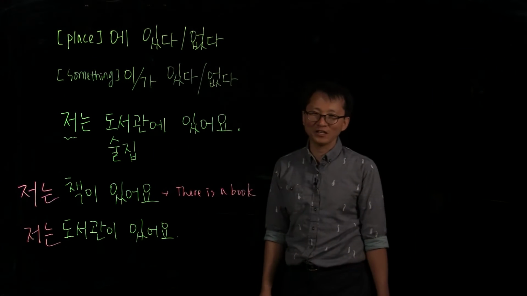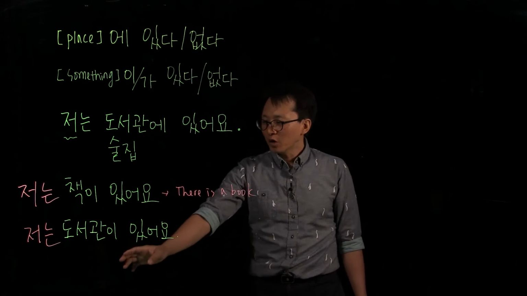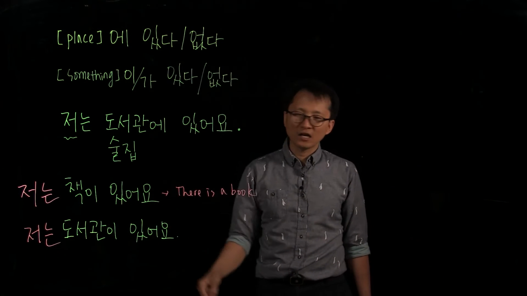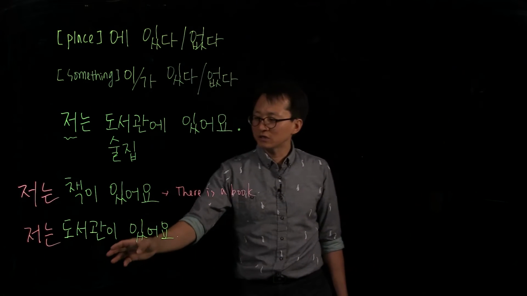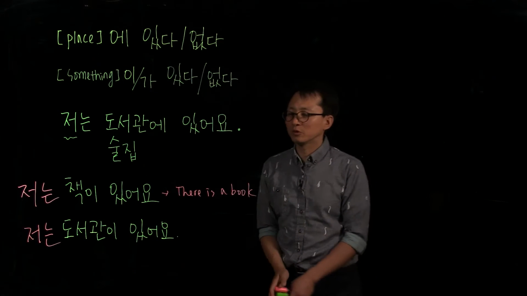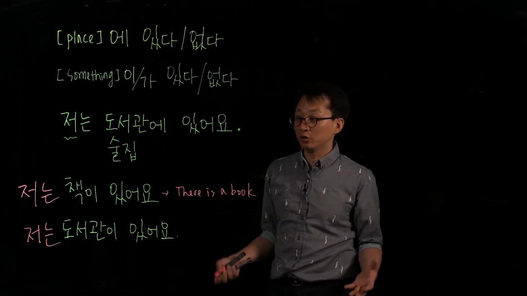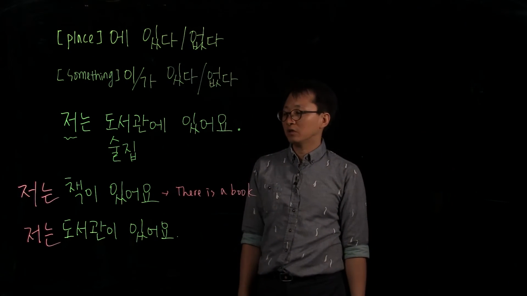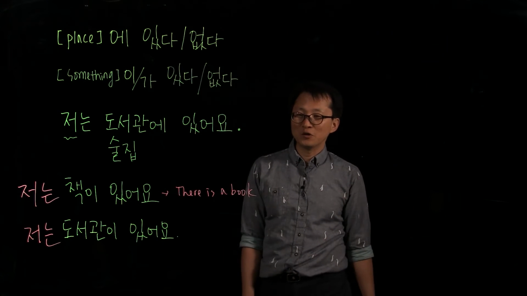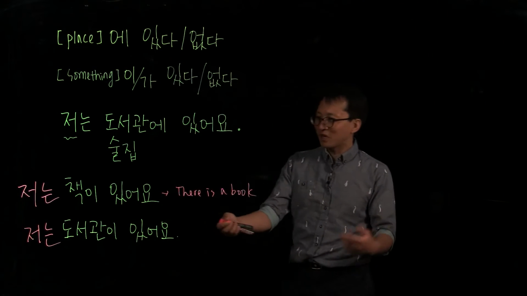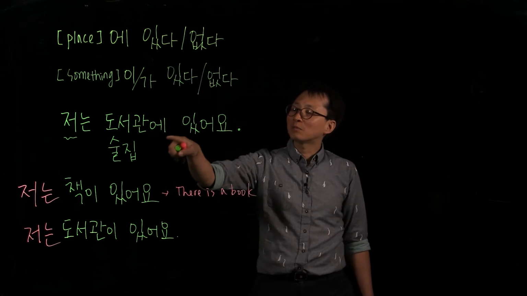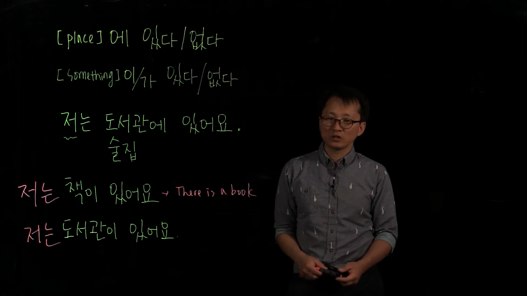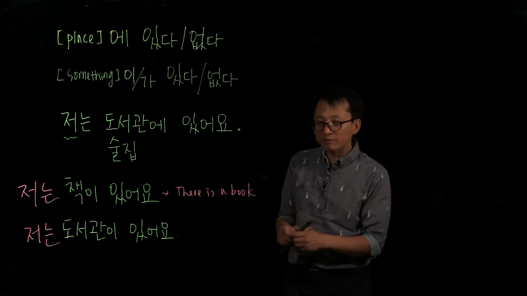Very different, right? So you have to be very careful choosing these nouns. I mean, if you say 저는 도서관이 있어요 to a Korean person, the Korean person will be very surprised. You must be very rich. You have the library. You are the owner of the library. But in general situation, it doesn't really make sense. So be careful choosing this place particle 에 and the subject particle 이. 저는 도서관이 있어요.